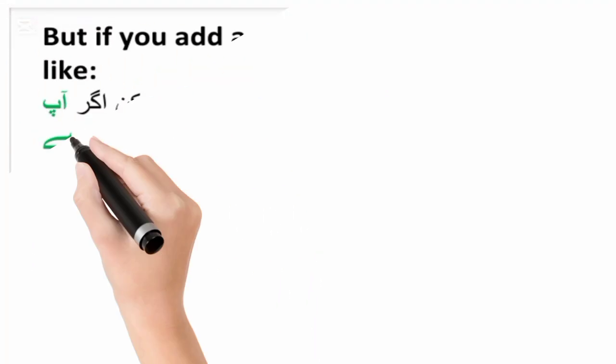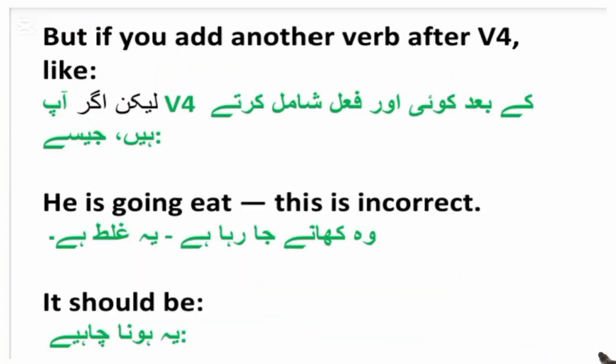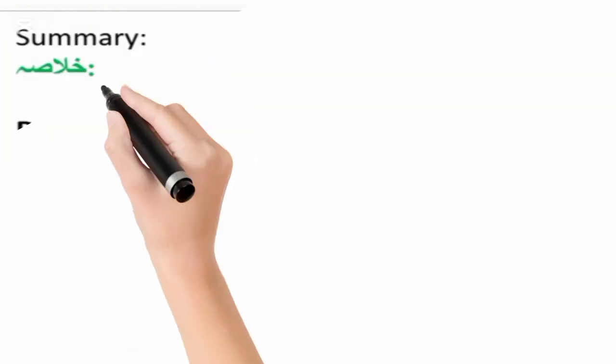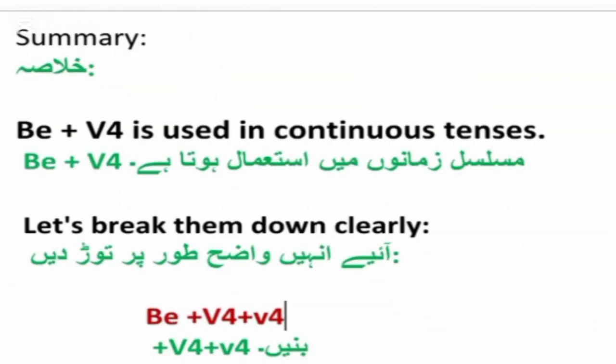But if you add another verb after V4, like, he is going eat, this is incorrect. It should be, he is going to eat, with to before the base verb. Summary: B plus V4 is used in continuous tenses. Let's break them down clearly. B plus V4 plus V4.